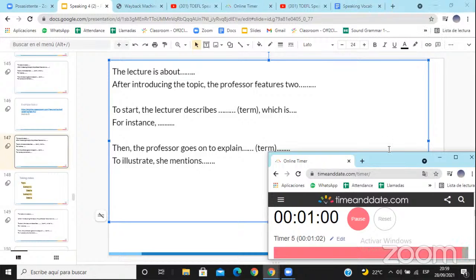Okay. The lecture is about how seabirds find food. The professor explained two methods they use. The first one is making a long wing above the huge ocean without using a lot of energy. Then the professor talks about the highly developed sense of smell.